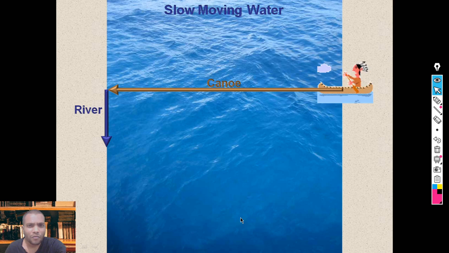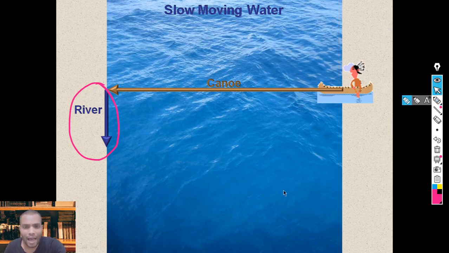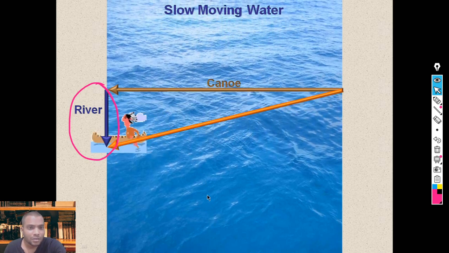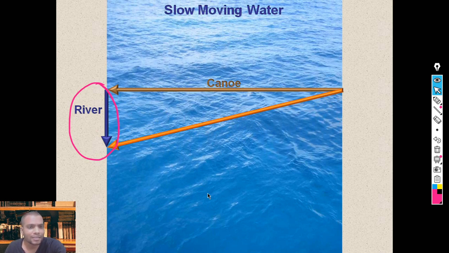In the river, water is moving with slow-moving water, and its direction is also given. So this is the direction, and try to add. Now this is your original direction, and now the water direction also comes into the picture. Now if you do that, you notice there is a change in the direction. Why? Because here two vectors are acting.